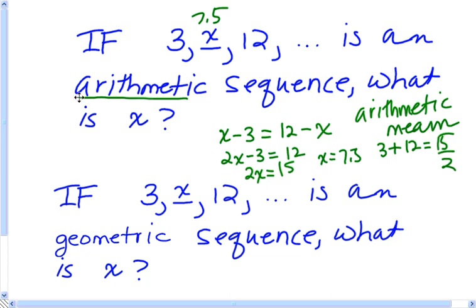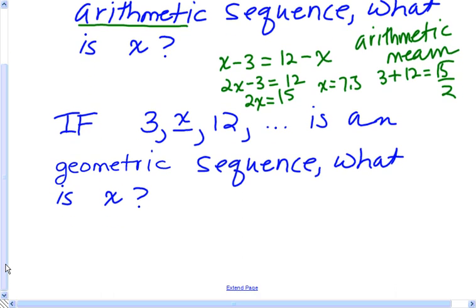Now think about this. If 3, x, 12, and so on is a geometric sequence, what is x? Now I'm talking about a different thing here. There's a common multiple, not a common difference. There's some number I multiply 3 by to get x, and then I multiply that same number times 12. So if I take x divided by 3, that will equal 12 divided by x.